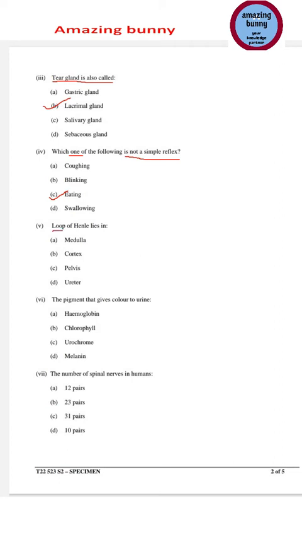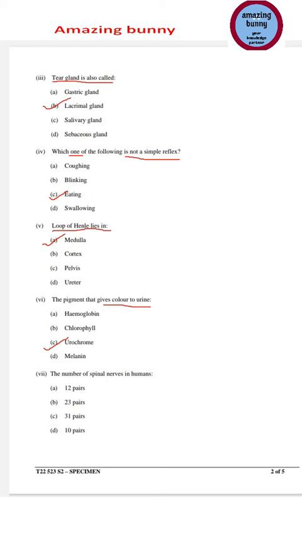Next question is loop of Henle lies in, and the answer is medulla, because in the kidneys, loop of Henle forms a hairpin like structure that dips down into the medulla. Next question is the pigment that gives color to urine, and the answer is urochrome. Urochrome is the yellow pigment, and it is derived from the breakdown of heme, which is deposited in blood and then is excreted by kidney with urine, and it gives color to urine.